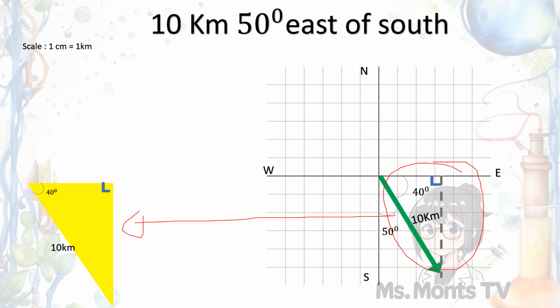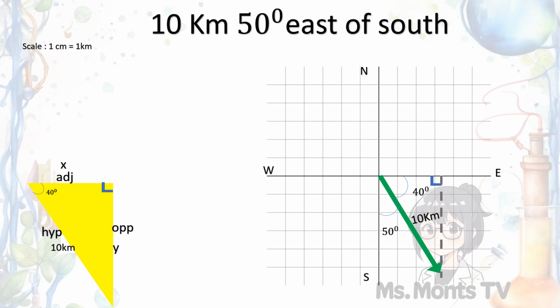So what are the parts of the right triangle? We have the hypotenuse, adjacent, and opposite. So the adjacent is the horizontal line, the x component. The opposite is the y component. Always remember, if this is the angle, the one far from the angle is the opposite. And the one near the angle, that is the adjacent.